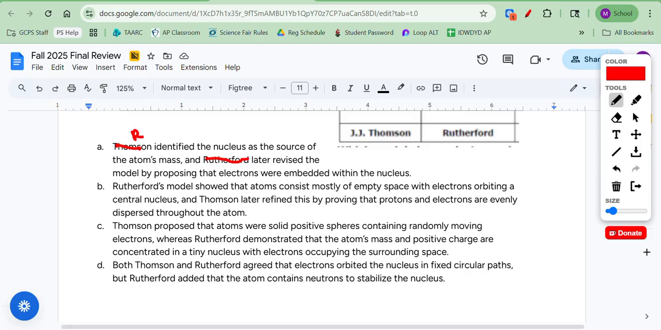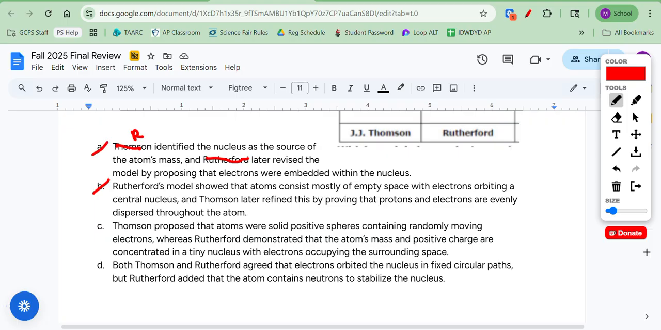Part B. Rutherford's model showed that atoms consist mostly of empty space with electrons orbiting a central nucleus, and Thomson later refined this by proving that protons and electrons are evenly dispersed throughout the atom. I'm not a big fan of this because it puts it in the wrong order. Rutherford's model did not come first. That was Thomson's model. And so I'll get rid of answer choice B as well.